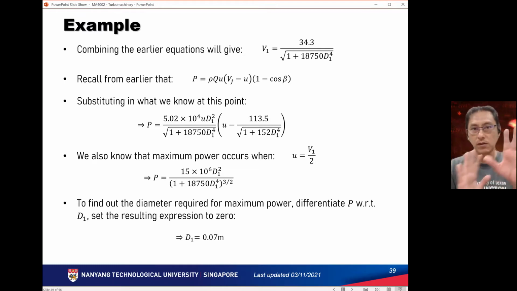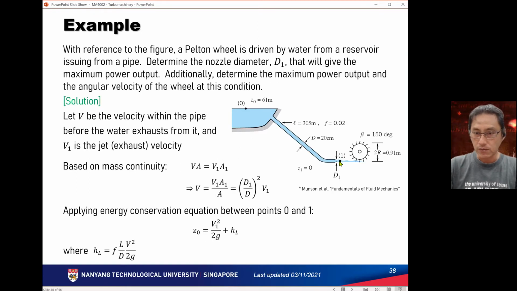So shuffle the terms around, punch the numbers into the calculators, do whatever substitutions you need to do. Eventually, you will work out that D1 has got to be 0.07 meters, so that's about 7 cm. Okay, so it's only when the diameter here is 7 cm that you were able to get maximum power output for this particular scenario.